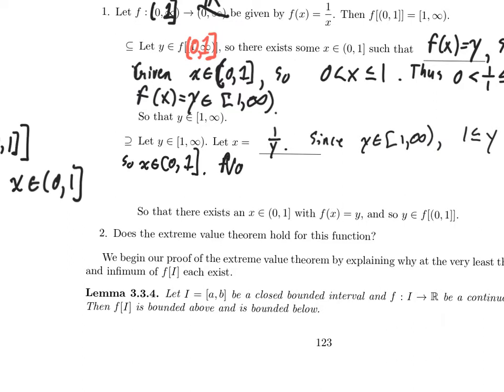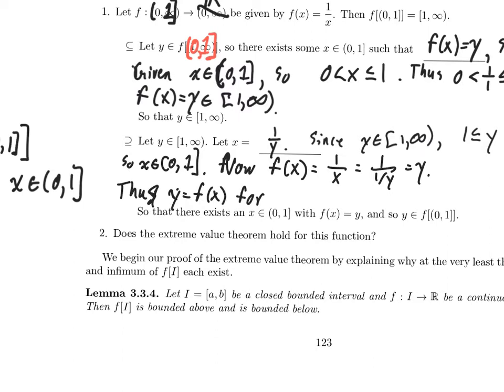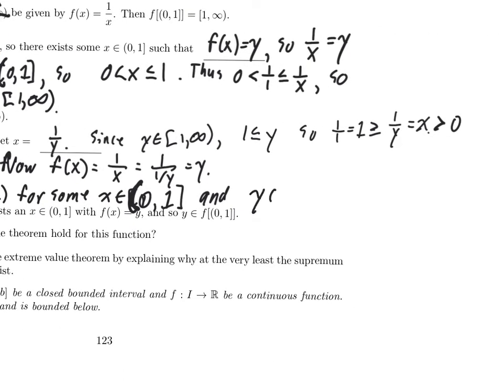Now, let's look at f of x. That's 1 over x, which is 1 over 1 over y. Yeah, that's the same as y. Thus, y is equal to f of x for some x in (0, 1]. And so y is in f of (0, 1].